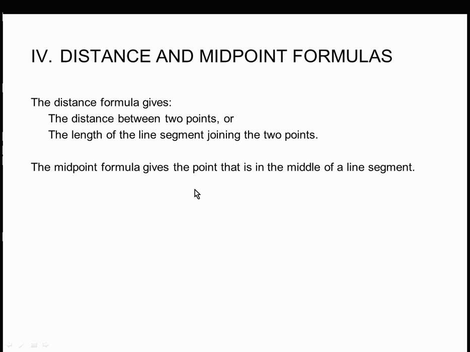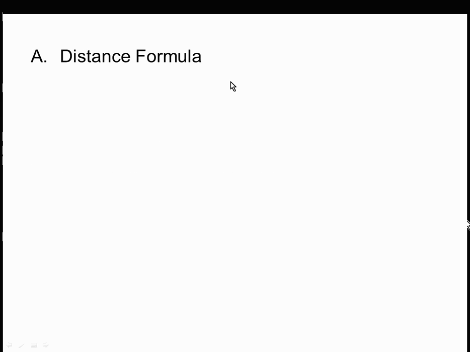So the midpoint formula gives the point that is in the middle of a line segment, hence the name midpoint. And notice, it is a point. That means it belongs in parentheses, an ordered pair. Points are always in parentheses. They're ordered pairs. So the two formulas are always presented together. Always, always, always.